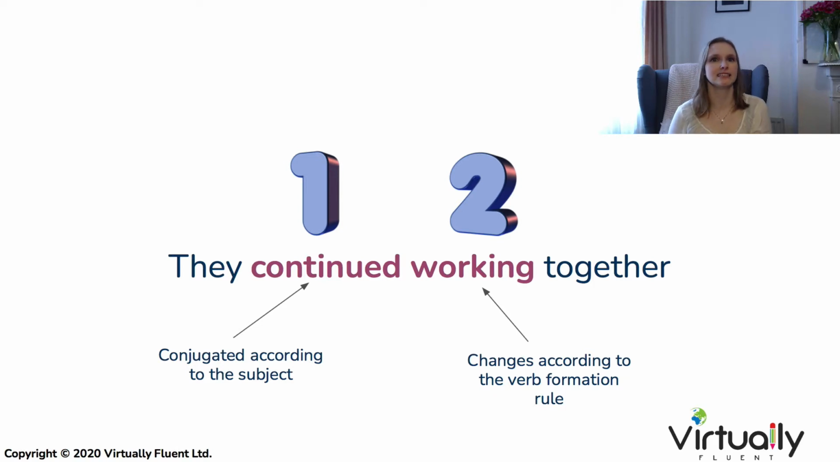So take a look at this example sentence. They continued working together. They continued, that's conjugated correctly in the past simple tense, but now we say working. Here we have an ing at the end of the word. We're using the gerund form. Why on earth is that? Let's take a look at the rules.